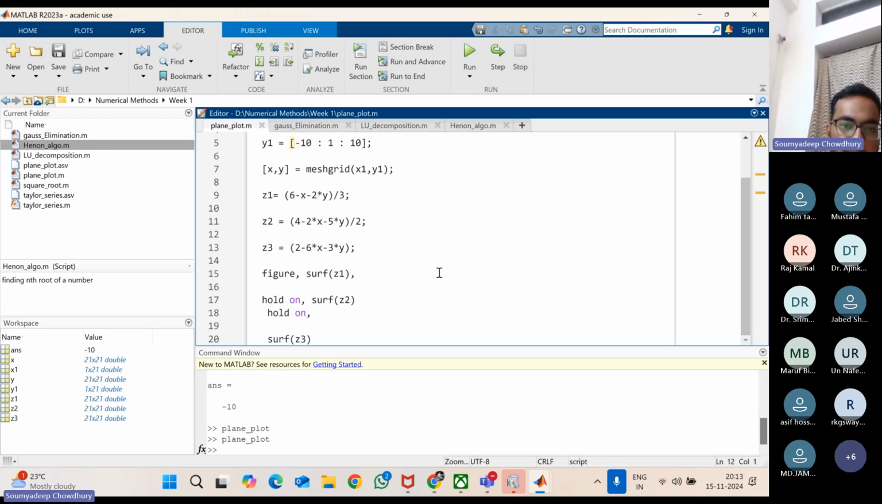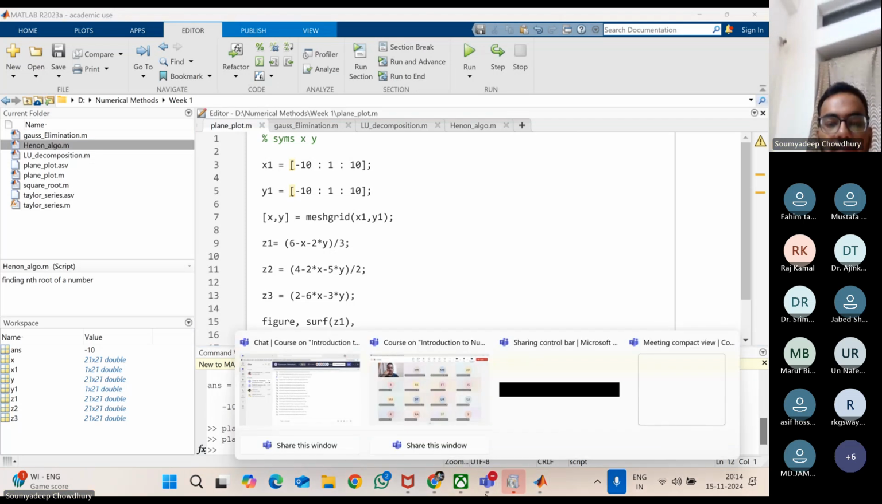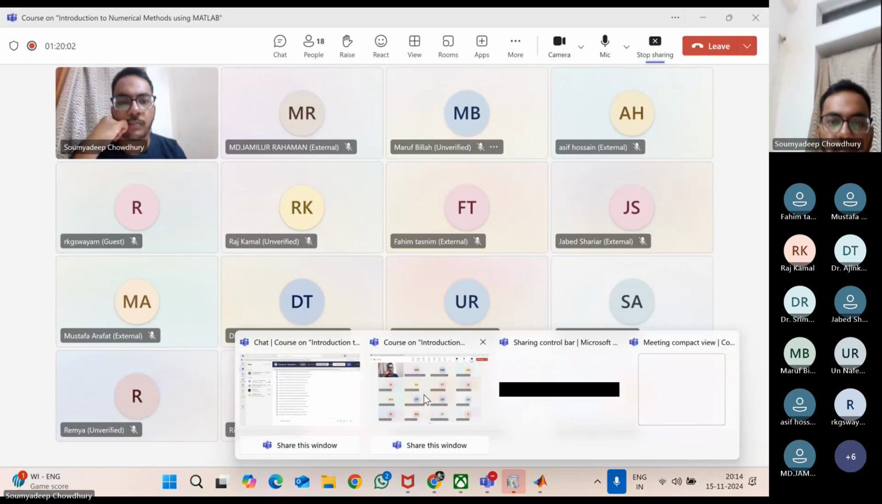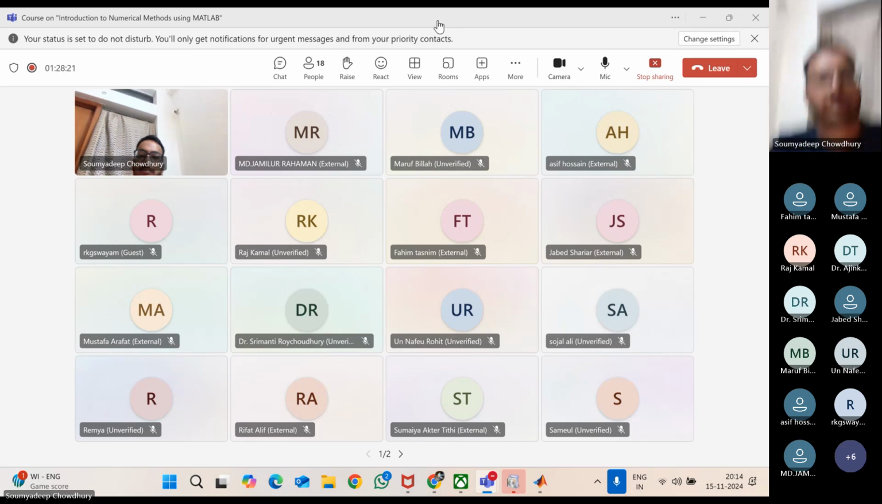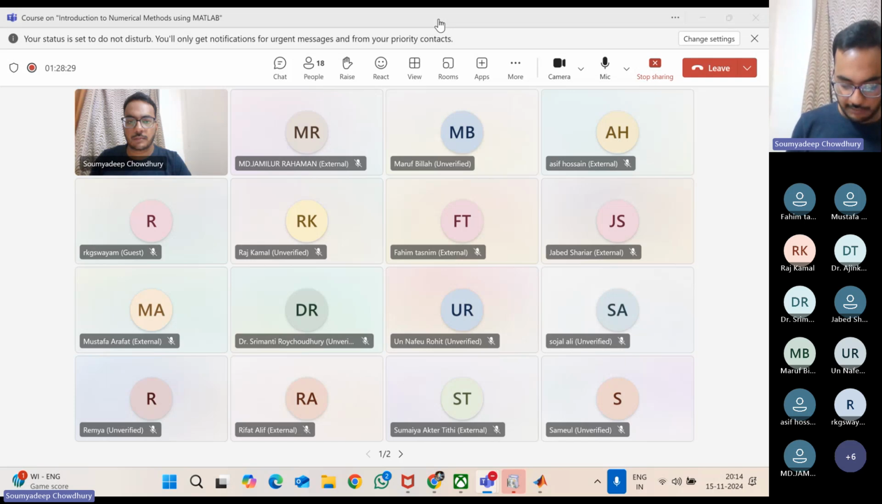Is the code clear? Any line of the meshgrid, I'll obviously explain. Any other line of the code which you are not able to understand? If you have any problem, you can tell me here in the code. No doubts, right? Yes, sir. Now I'll explain this meshgrid command. Just a second.